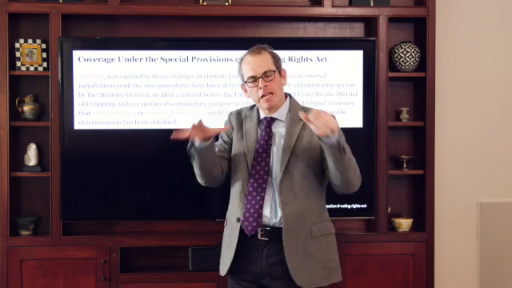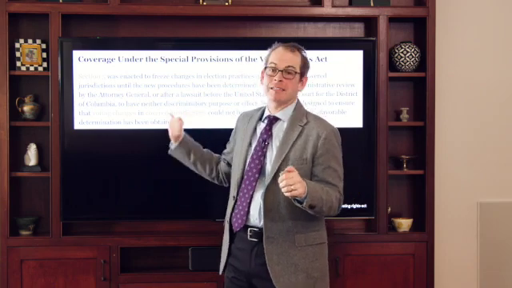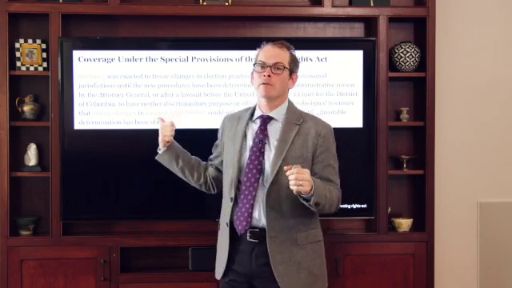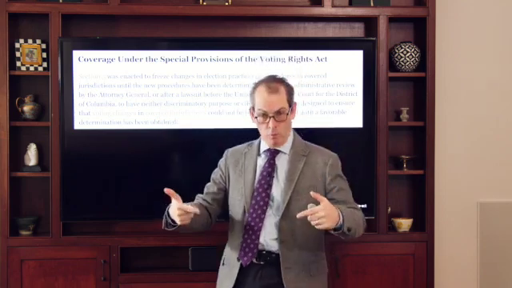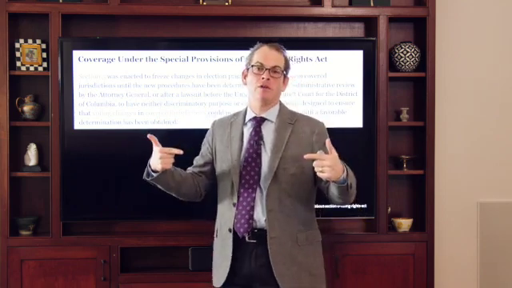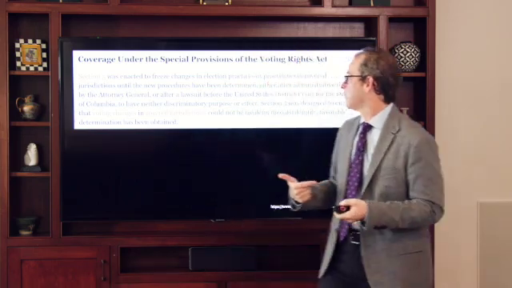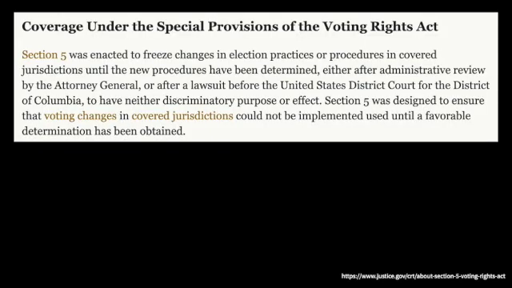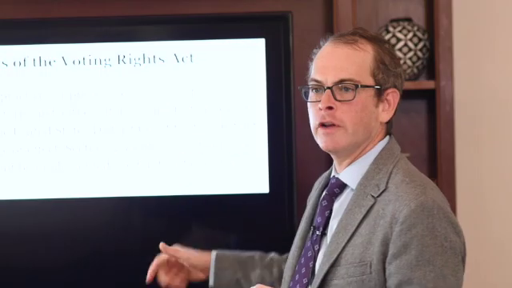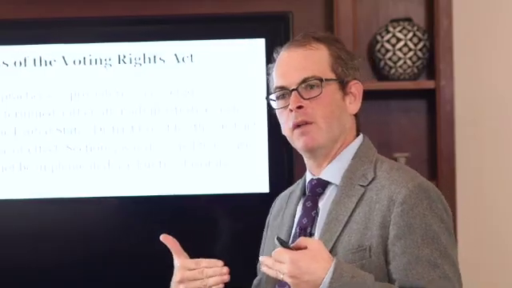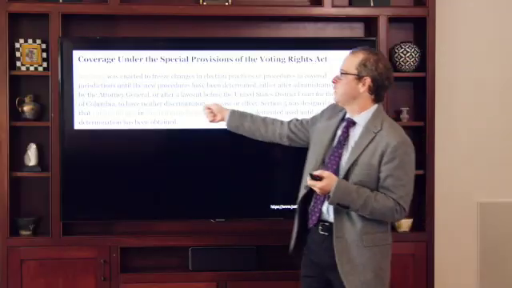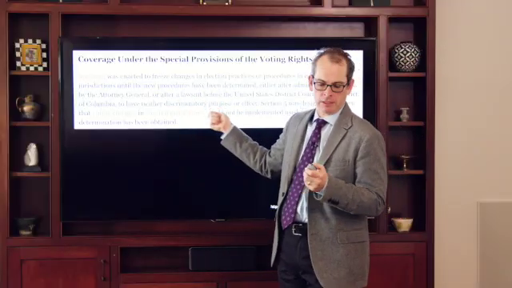They go from a system where the states are left to do anything to the Voting Rights Act, and Section 5 in particular empowered the federal government to give oversight, through the Department of Justice, to all the activities related to the regulation of elections by the states themselves. Here you can see that it froze changes in election practices and procedures until the new procedure had been determined, either after administrative review by the Attorney General or after a lawsuit, to have neither discriminatory purpose nor effect. So again, it's to ensure that the voting changes being made at the state level did not violate the Constitution, according to the Attorney General or the court system in the United States.